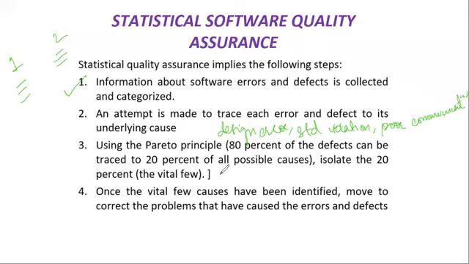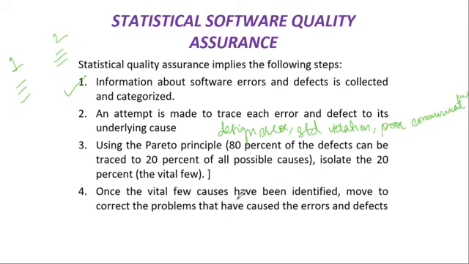Then the next is using the Pareto principle. Now, this Pareto principle states that 80% of the defects can be traced to 20% of all possible causes. That is, isolate the 20% in the vital few. 80% of the defects are traced to 20% of possible causes. That is, you do not understand what the customer has said. That is going to be your Pareto principle.